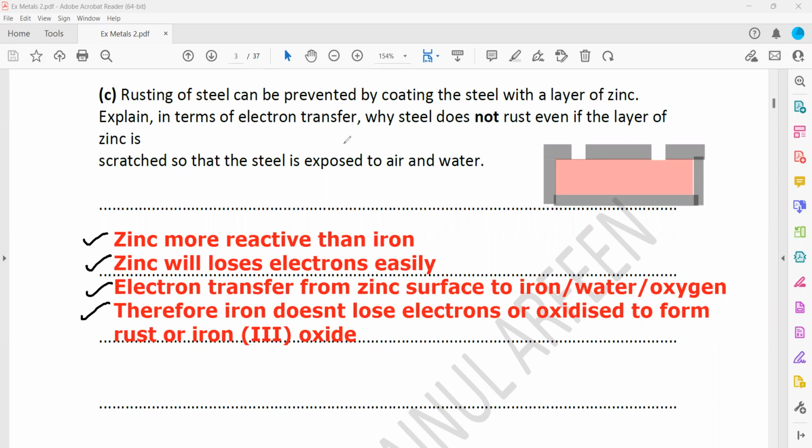So don't forget to mention these points. Even sometimes, in place of zinc, they place magnesium. Same answer is there. Instead of zinc, we'll just write magnesium here. Any more reactive metal used other than iron, the answer remains the same. It won't make a difference.